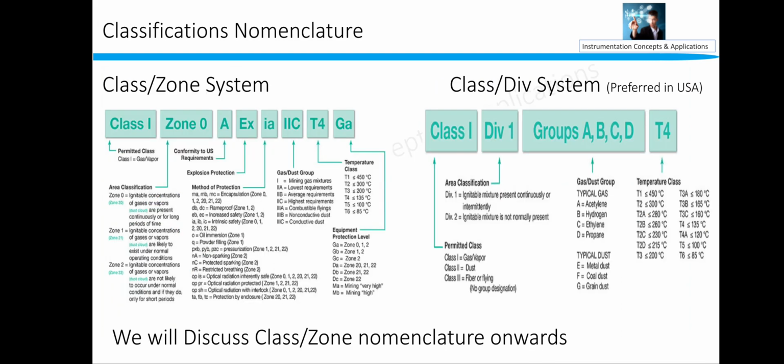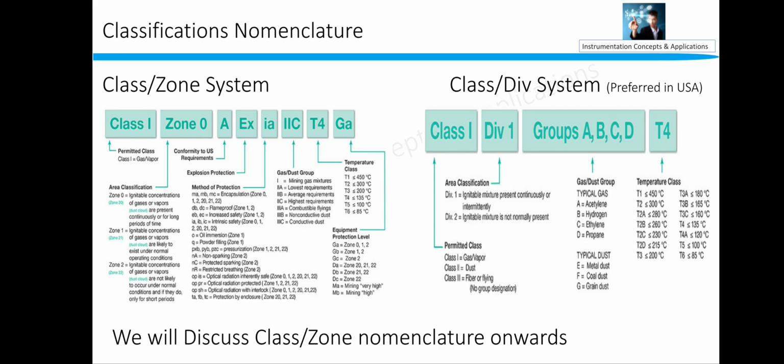So, classification nomenclature. Right now we have two nomenclature standards. One is followed in America, the North American countries, and the other is followed in the rest of the world, Europe, Asia and the African continent. The class/zone system is followed in the rest of the world, and the class and division system is preferred in the USA only. So Class I stands for gas and vapor, with zone 0, zone 1, zone 2.